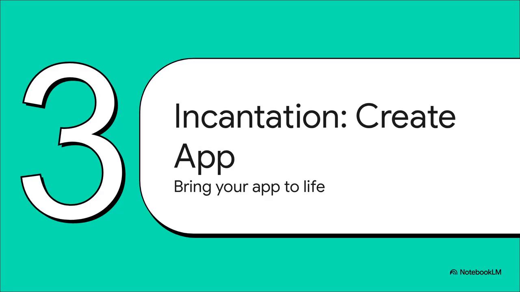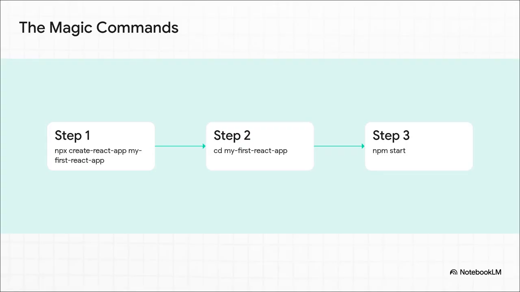I call this section the incantation, because we're about to use a command that honestly feels like a magic spell. It handles all the boring, complicated setup stuff for us and just, poof, gives us a perfect foundation to start building on. The spell has 3 simple parts. First, you'll go to your terminal and type npx create-react-app, followed by whatever you want to name your app. This one command builds out the entire folder structure for you.